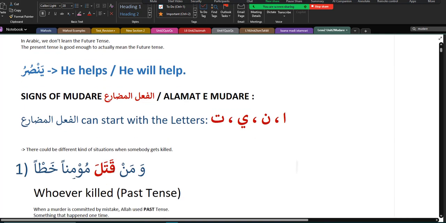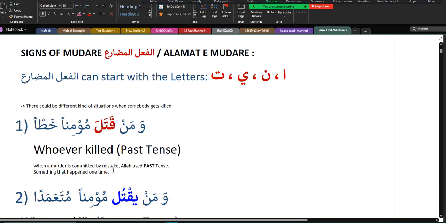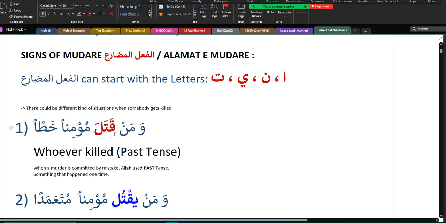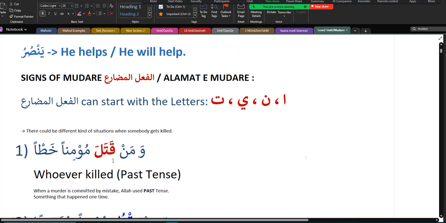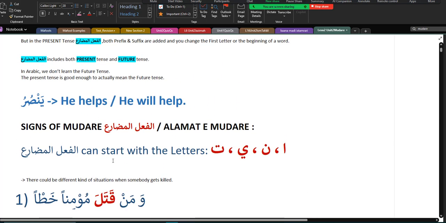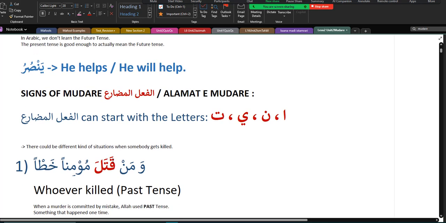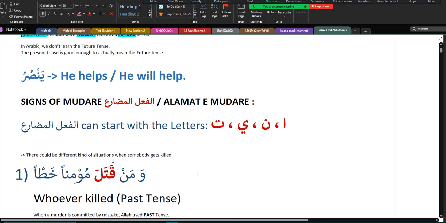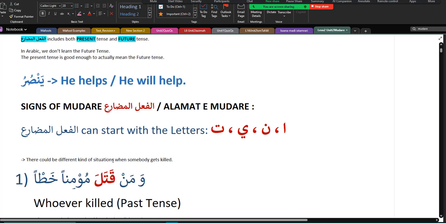For example, there could be different kinds of situations when someone gets killed, and we have wama qatala mu'minan khata'an, whoever killed. So what is qatala? Is it fi'l madi or fi'l mudari? Fi'l madi, right? So whoever killed, that is past tense. So here Allah subhanahu wa ta'ala, when a murder is committed by mistake, uses past tense. That is, something happened one time, that was a mistake.